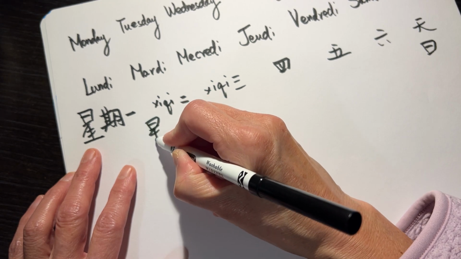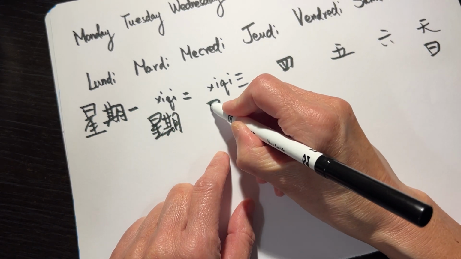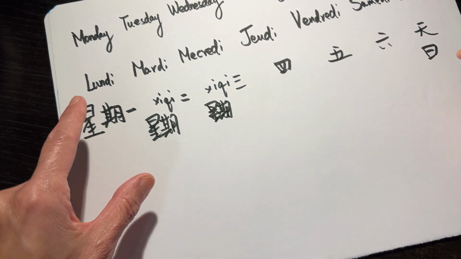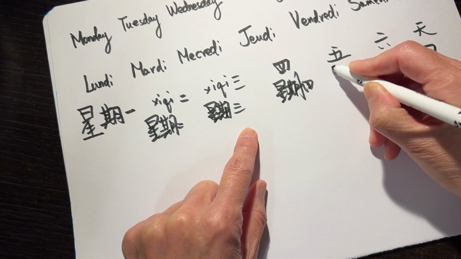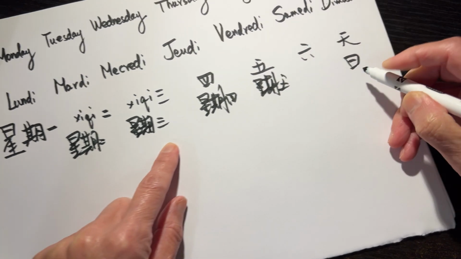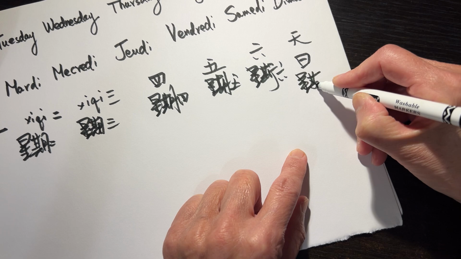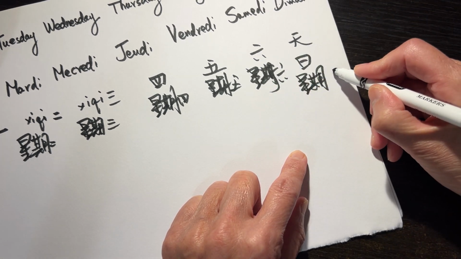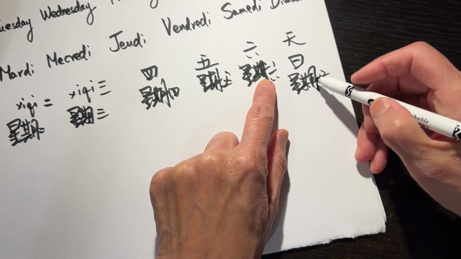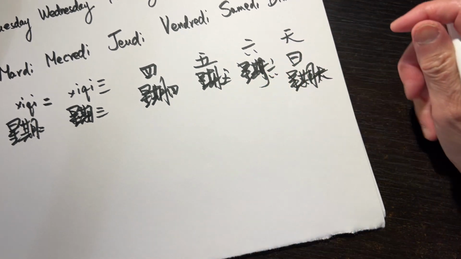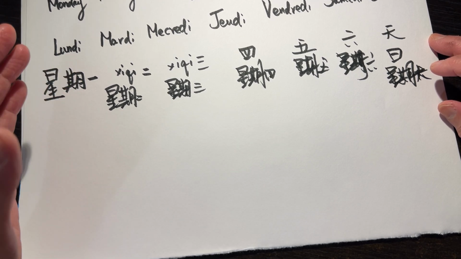星期一, 星期二. 星期 is a week. So weekday 1, weekday 2, weekday 3, weekday 4, weekday 5, weekday 6, and weekday day, 星期天. That is so much easier to remember. You just need to remember the first day and then count the number.